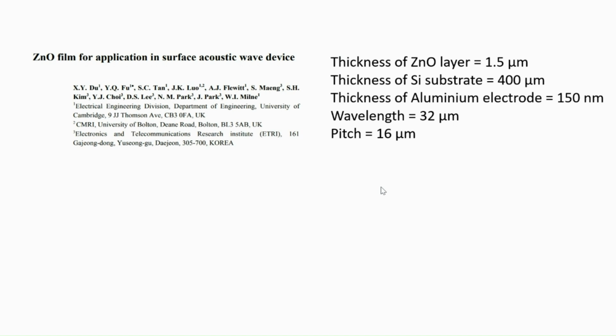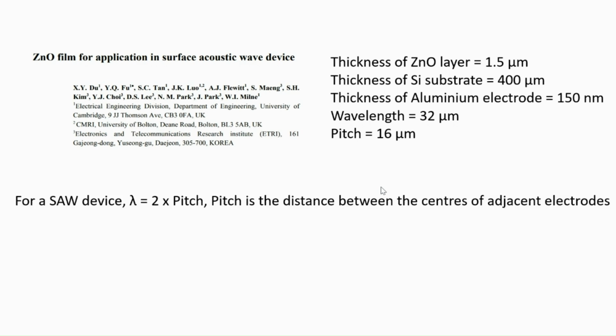They have taken the thickness of the zinc oxide layer to be 1.5 micrometer. The thickness of the silicon substrate was not given, or maybe I couldn't find it in this. So I have taken a random value of 400 micrometer, and they have taken the thickness of the aluminum electrode to be 150 nanometer, and the wavelength is 32 micrometer. So from the wavelength, we can understand the pitch. For a SAW device, lambda is equal to 2 times pitch, where pitch is the distance between the centers of adjacent electrodes. So if you have two electrodes like this, then the pitch is this distance between these two electrodes.